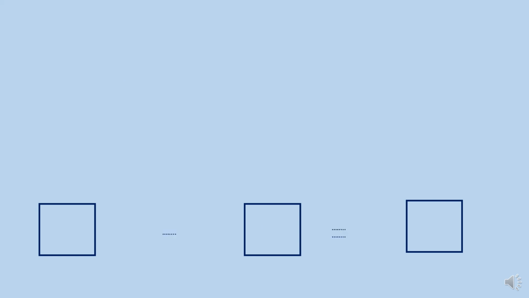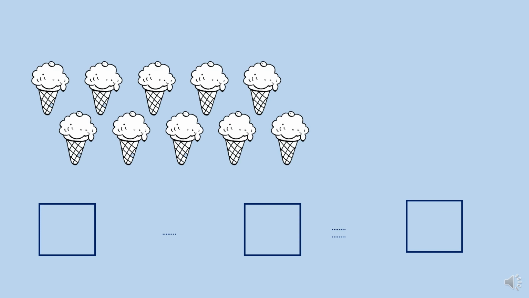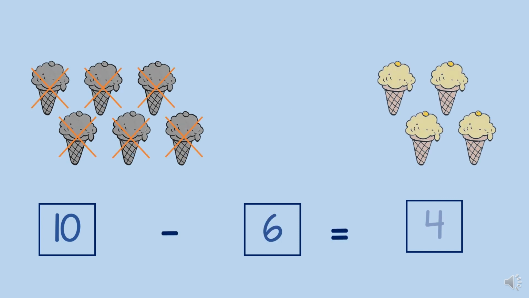Next we have ice cream. How many ice creams are there? Let's count. 1, 2, 3, 4, 5, 6, 7, 8, 9, 10. 10. Let's take away some ice cream. 1, 2, 3, 4, 5, 6. 6. Now, how many ice creams are left? Let's count. 1, 2, 3, 4. 4. 10 minus 6 equals 4.